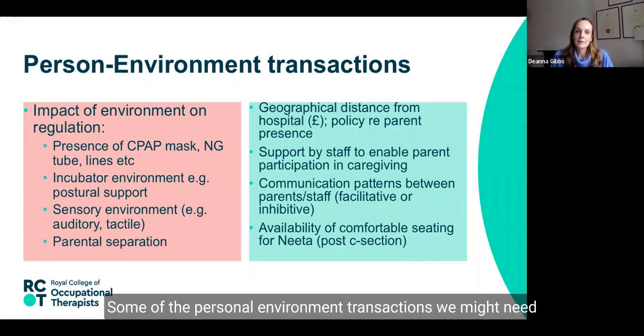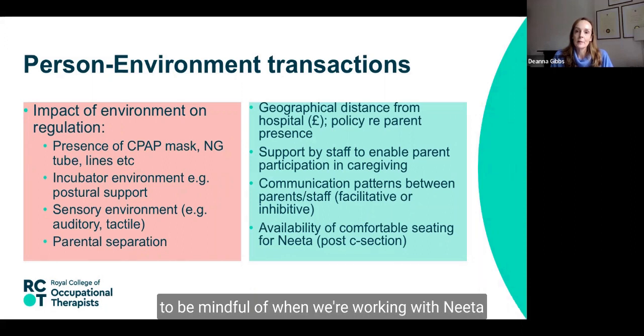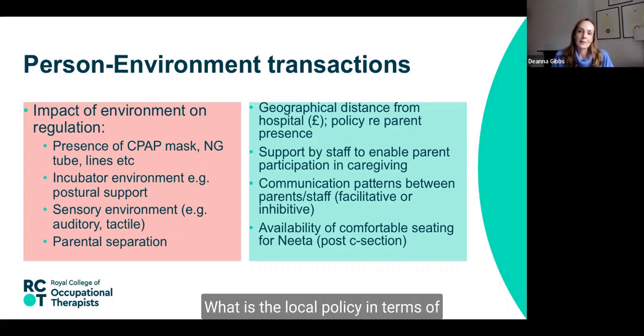Some of the person-environment transactions we might need to be mindful of when we're working with Nita and John are obviously the geographical distance from the hospital, and there'll be a funding implication in terms of their public transport costs every day. What is the local policy in terms of the times that parents can be present? Are there times that they can't be present? What will that implication be for when John returns to work?